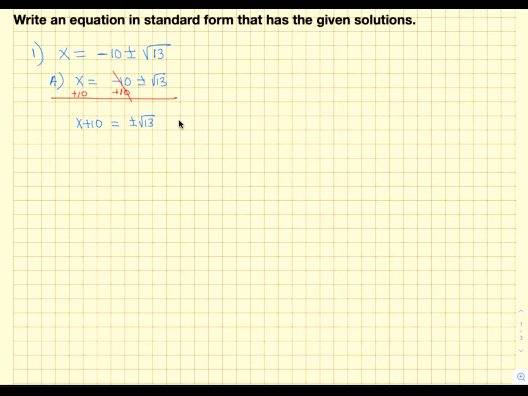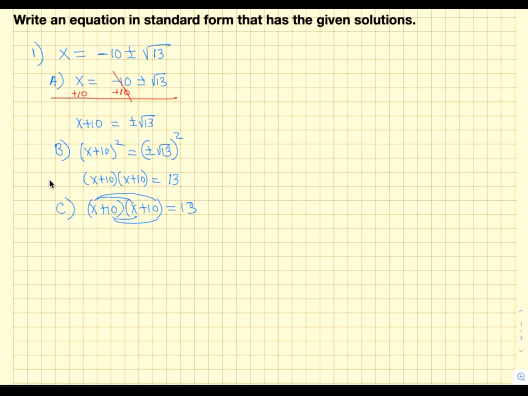Now we want to get rid of the radical, so we'll raise that to the second power on both sides. So now we have x plus 10 squared equals plus or minus the square root of 13 squared. That results in just 13 on the right because the radical goes away when you square it. And then on the left, x plus 10 squared is x plus 10 multiplied times x plus 10. Now the next step is to distribute the x plus 10s times each other.